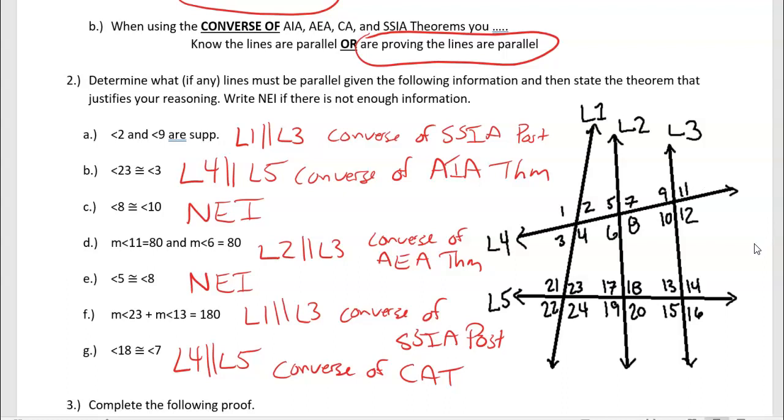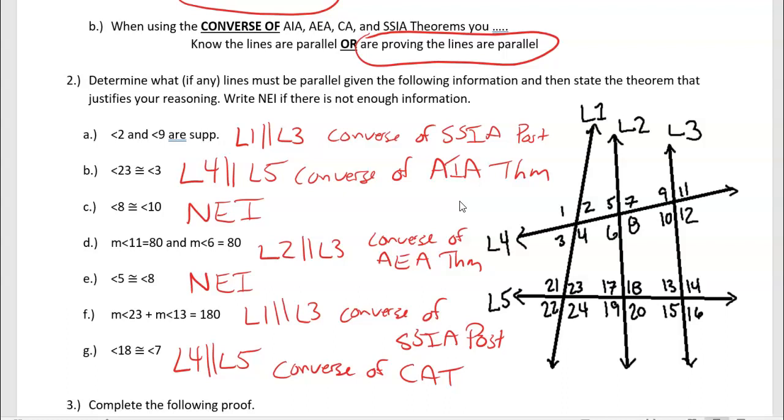Next, it says 23 and 3 are going to be congruent. We're hoping that they are corresponding, alternate interior angles or alternate exterior angles. When you look at 23 and 3, they are alternate interior angles, with L4 and L5 being the lines and L1 being the transversal, and you would just ignore everything else. So therefore, there is enough information to say that those two lines are parallel by the converse of AIA.